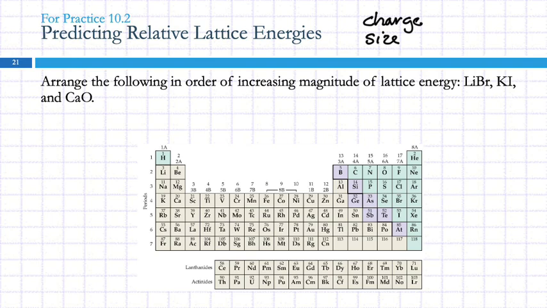So let's look at what these ions are. We've got lithium, which is a +1. It's not iodide, it's bromide. Bromine -1. Potassium +1, iodine -1. Calcium +2, oxide -2. So the charge has the most effect. So which of these has the largest charges?